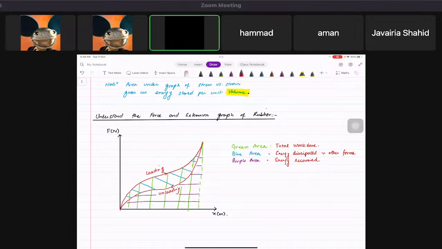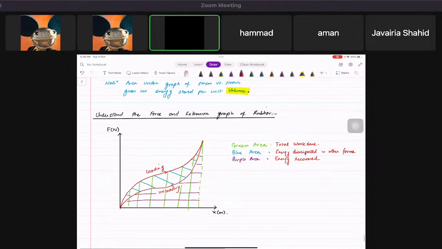Sir, can you repeat? Yeah. You see, green area is under loading. So when you're loading it, you're stretching it, so you're doing some work on it, right? So the total work that you did would be the one that is underneath loading. Do you understand this? Yes.